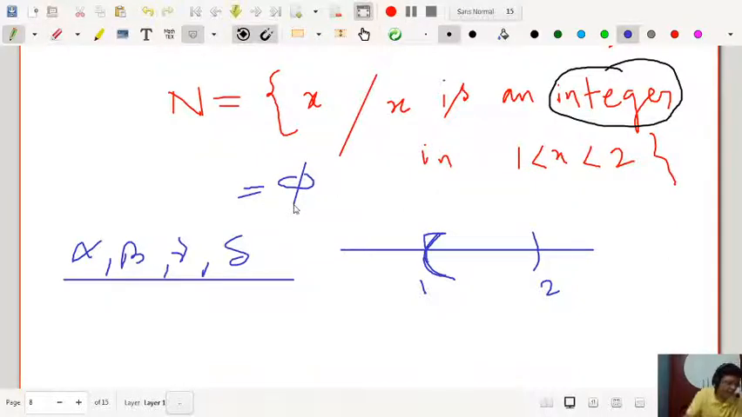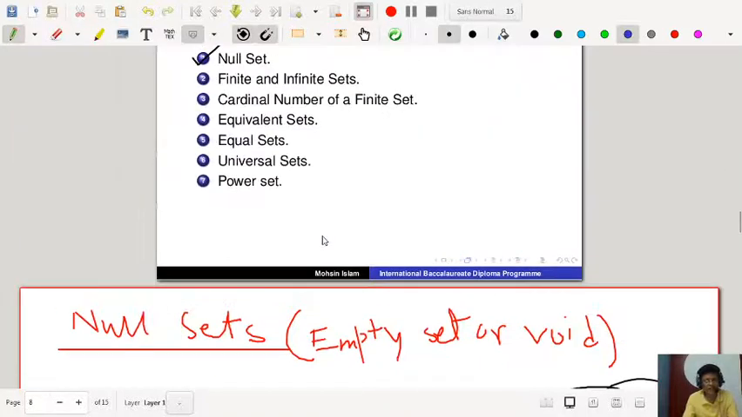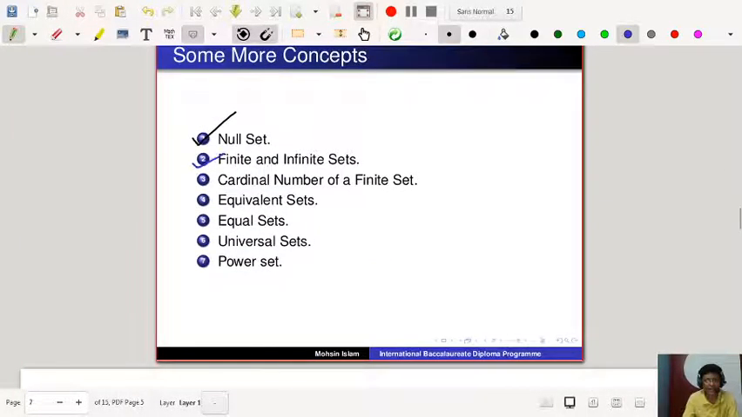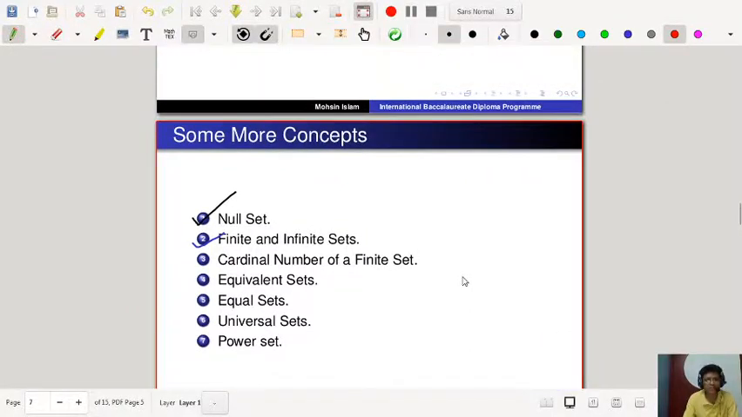Now, another thing I will give you. So it is null sets. Let me talk about finite set and infinite set next. What do you mean by finite, Ismail? Finite means you can count, which can be countable. It can be counted, right?